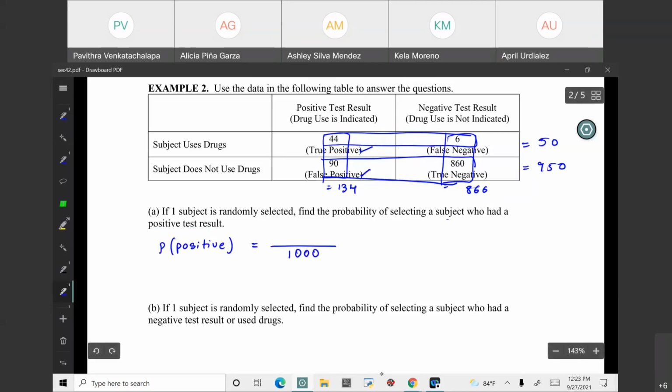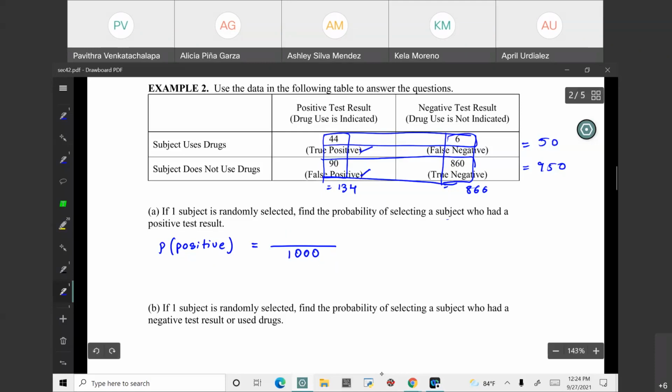We have 1000 people, out of which what is the probability of people who tested positive? I mean, how many people tested positive? 134. That's your favorable outcome. So 134 cannot be the total outcome because we are comparing that with the total population. If I ask what is the probability that people tested truly positive among all the people who tested positive, then the total outcome will be 134.